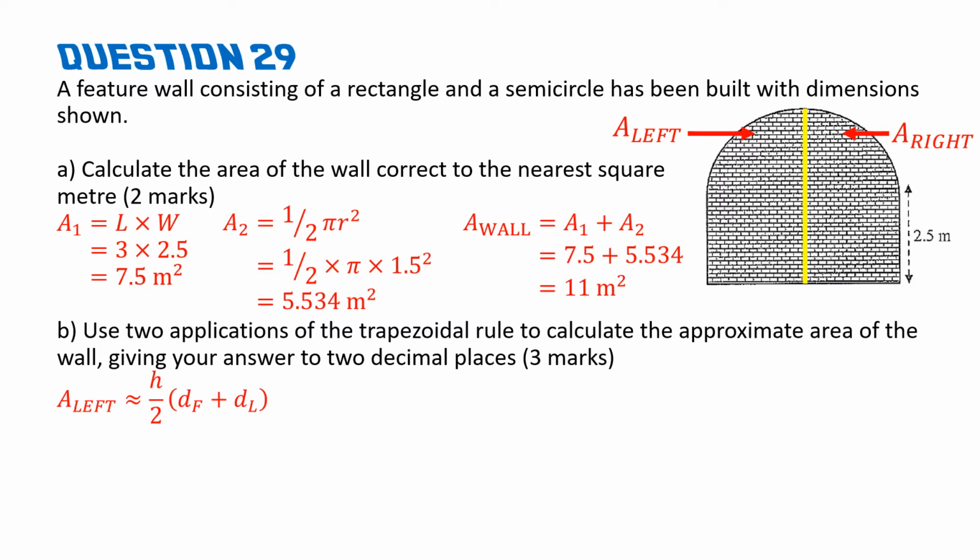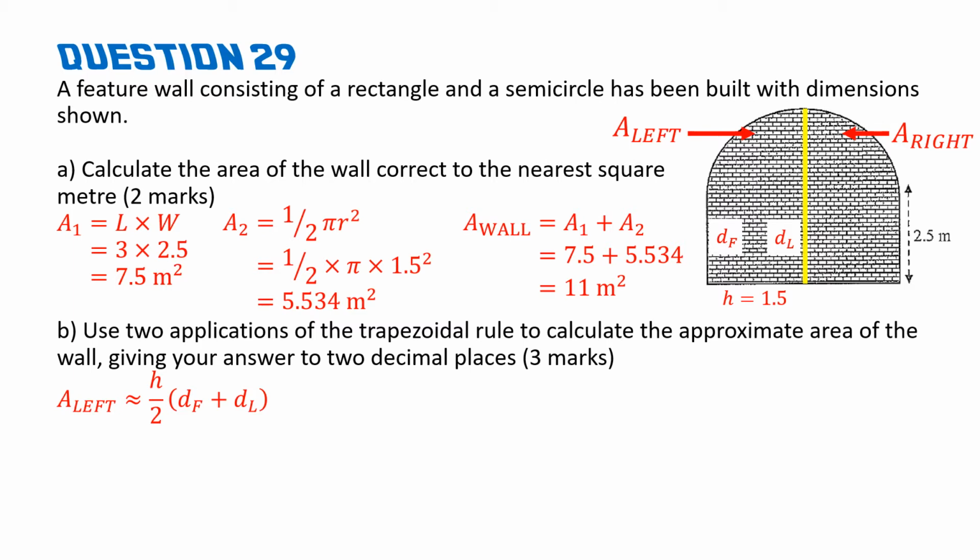Now from our summary sheet or our reference sheet, we get that our trapezium or trapezoidal rule is going to be h over 2 multiplied by df plus dl. So what we're saying is that df and dl is going to be the first and the last sections of our trapezium, and h is the height or the distance between df and dl. So if we look at our diagram, what we've got there is df on the left and dl will be our yellow line. H is the distance between the two.